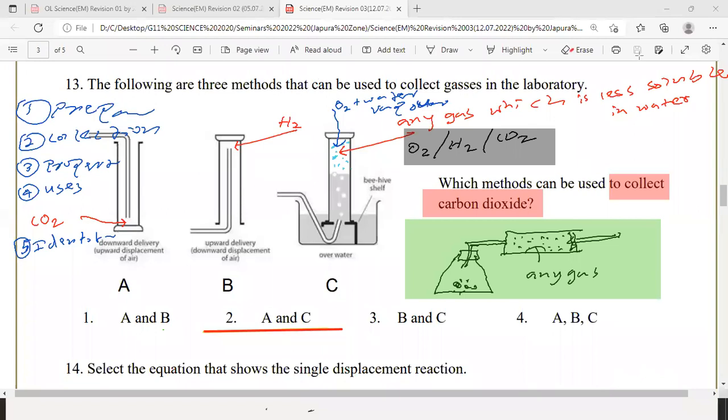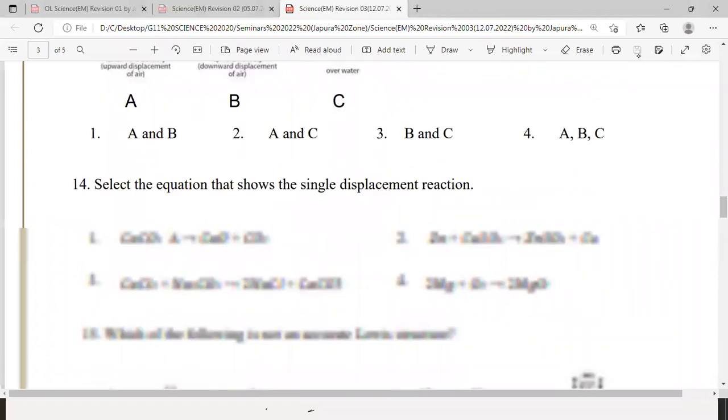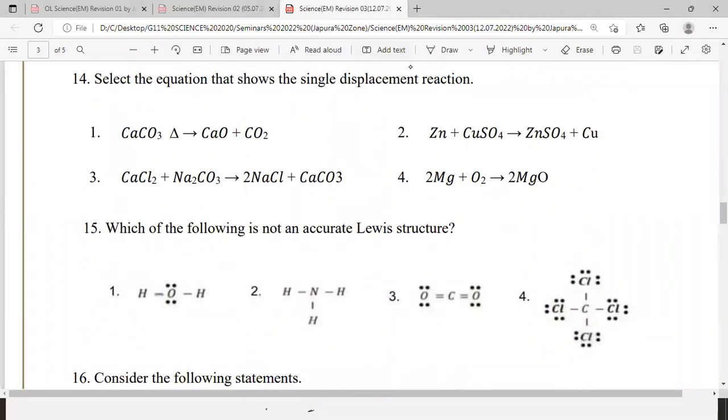14th MCQ. Select the equation that shows the single displacement reaction. This is again grade 10 term work, chapter 16, chemistry. Single displacement. Okay. Any volunteers? This is a simple question. These basic things in chemistry, like grade 10 basics. I will ask the answer from Vihanga, Imasha, Sandali. Second one. Second one. Amadi, Nirasha, Damya. Second one.